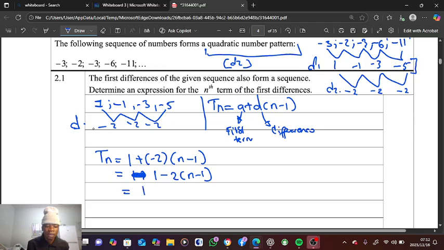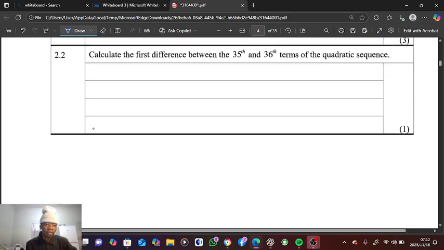So this is the same as 1 minus, we multiply our 2 into our bracket, it's going to be negative 2n, and positive, because negative times negative is positive. Then here we will have negative 2n, 1 plus 2 is going to be positive 3. This is our Tn. Then we're done with 2.1, we move to 2.2.